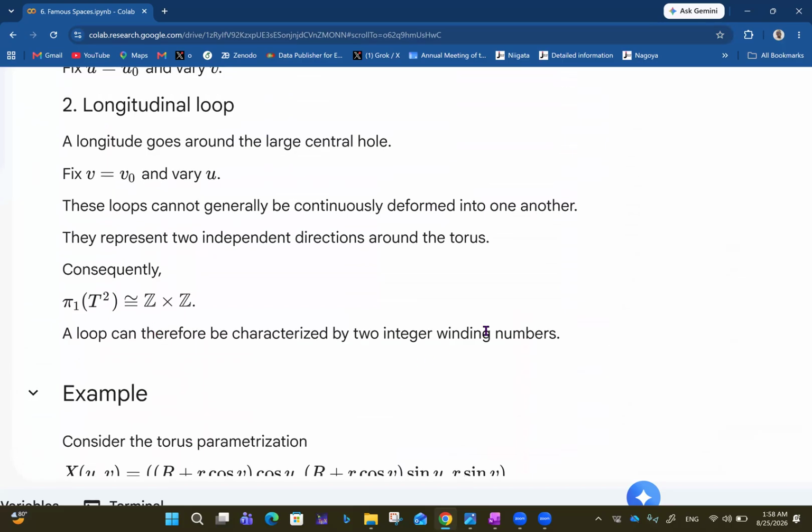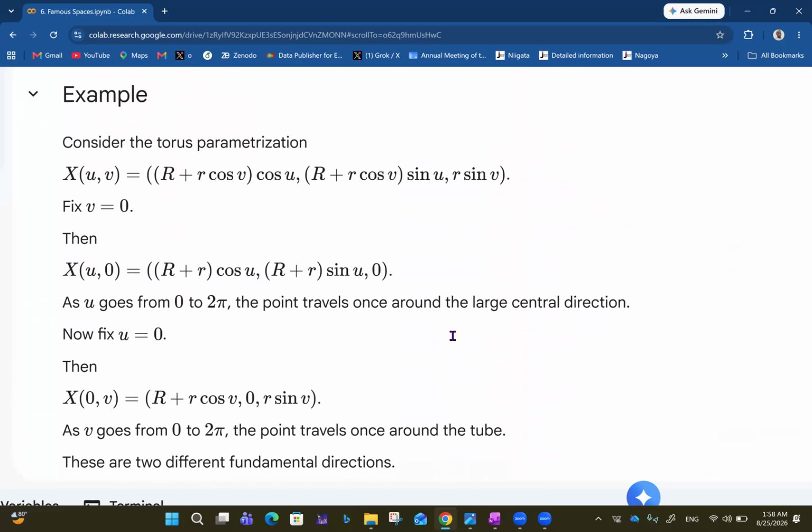A loop can therefore be characterized by two integer winding numbers for a torus. So consider the torus parameterization X(U,V), which is (R + r cos V) cos U, (R + r cos V) sin U, r sin V. So fix V to be 0. When V is 0, cos 0 is 1. So you have R + r cos U here. And then cos V is also 1. So you have R + r sin U. Then sin V is 0, so it goes to 0. As U goes from 0 to 2π, the point travels once around the large central direction.